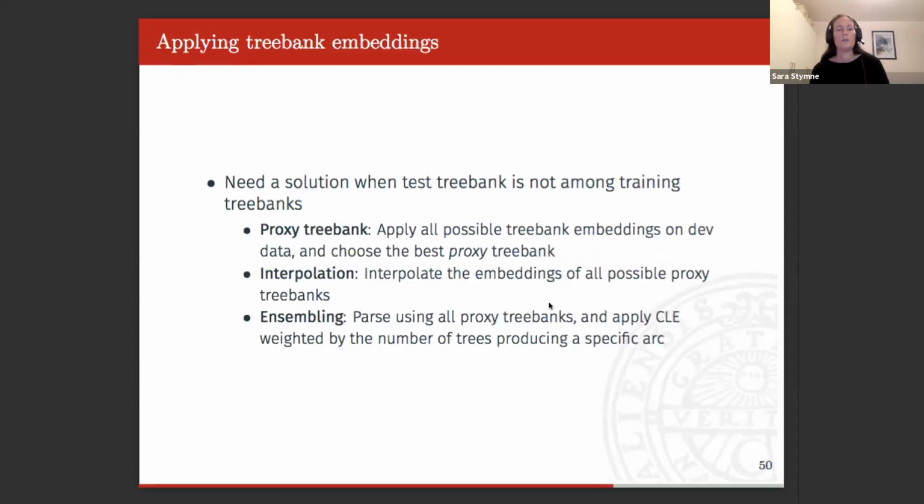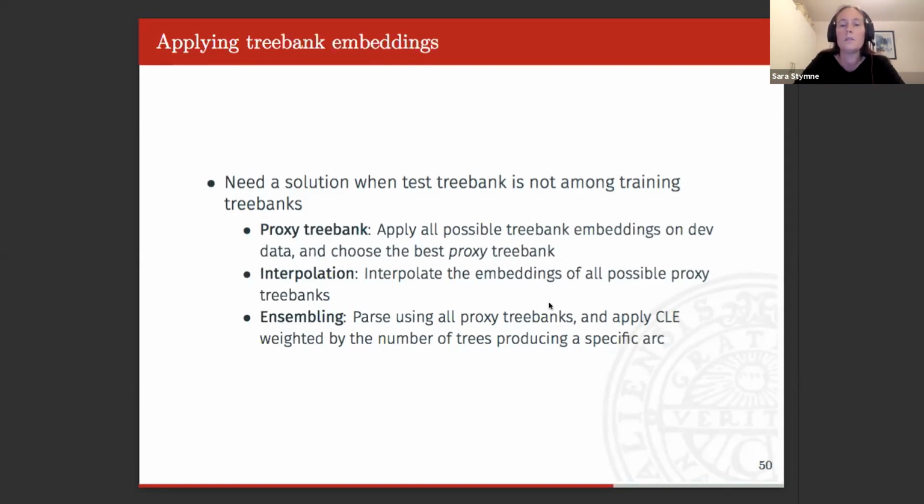I mentioned these treebank embeddings. In the experiments so far, we have always included the target treebank or the target language in the training data, so we can just apply the treebank embedding for that language. Even in the zero-shot experiments, we just train on a single language, so we could just apply those. But in this setting, we don't have the target treebank among the training data. We have treebanks that match the language and treebanks that match the domain, but not one which matches the combination. So we need some kind of method for setting these treebank embeddings at test time.